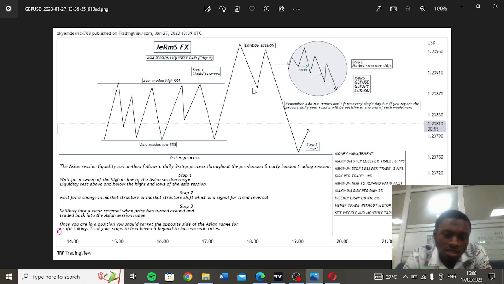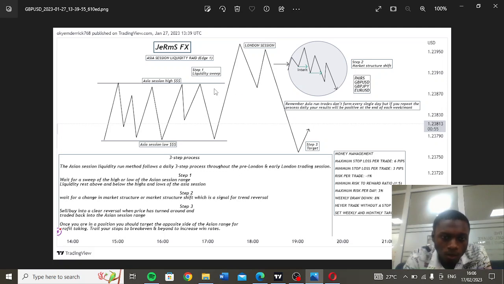We don't trade in the Asia sessions. This is often going to happen in the London session. We wait for this Asia session sweep, which is the first step. Wait for a sweep of the high or low of the Asia session. Now we are saying that liquidity rests above and between the highs and the lows of the Asia session. So if the market breaks to the upside, I'll be looking for it to sell. If the market breaks to the downside, I'll be looking for it to buy.